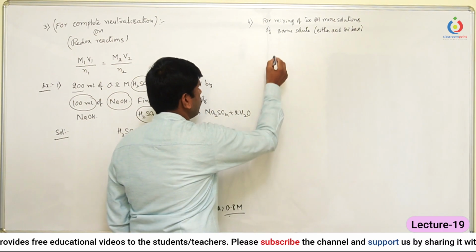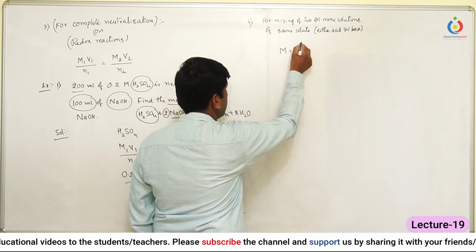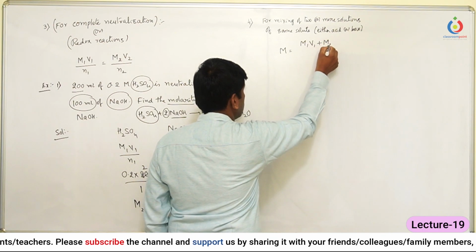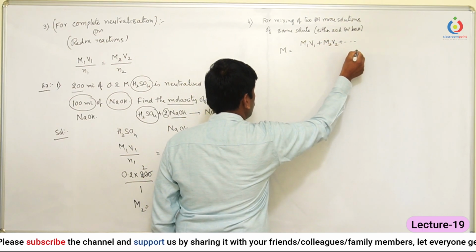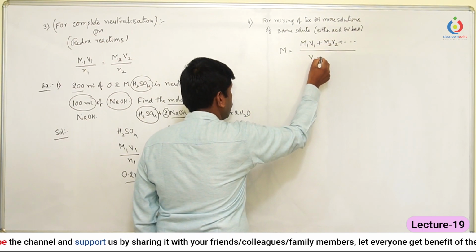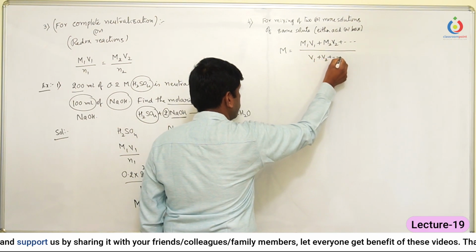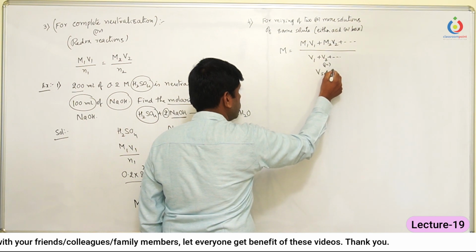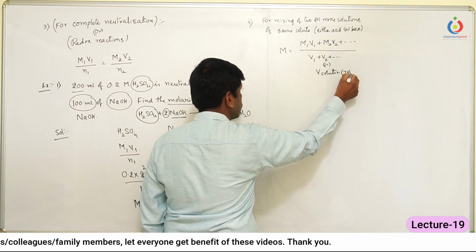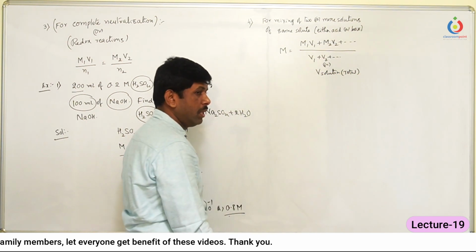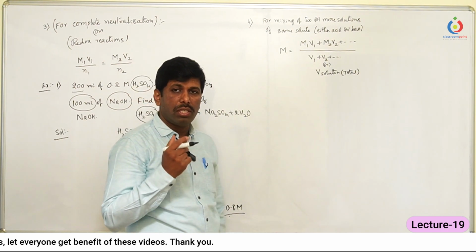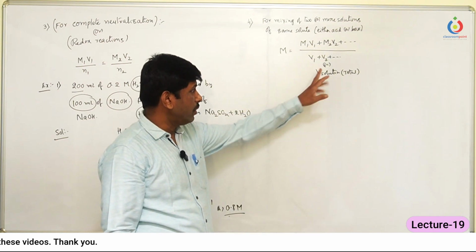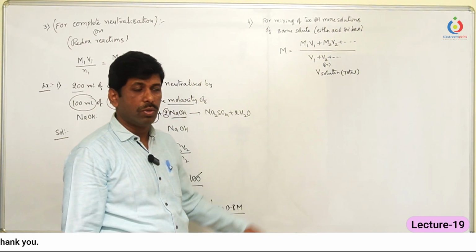Now let us take here the formula. Final molarity equals M1 V1 plus M2 V2 plus up to so on, divided by V1 plus V2 plus up to so on, or else the total volume of the solution, the final volume of the solution. So here, based on the terminology, we use either V1 plus V2 or else we use the total volume of the solution. Let us take those examples here.